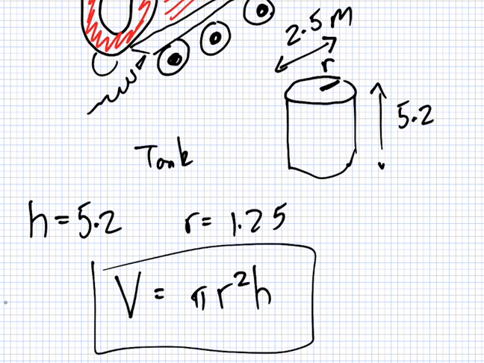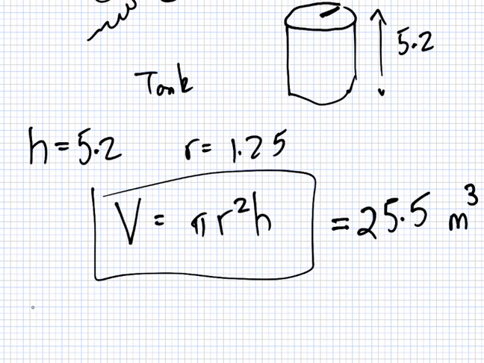Now, some people will remember this from middle school, some people will not. You said you remembered this formula for the volume of a cylinder. Okay, so when you put in these numbers, what do you get? 25.5. Yeah. Okay.